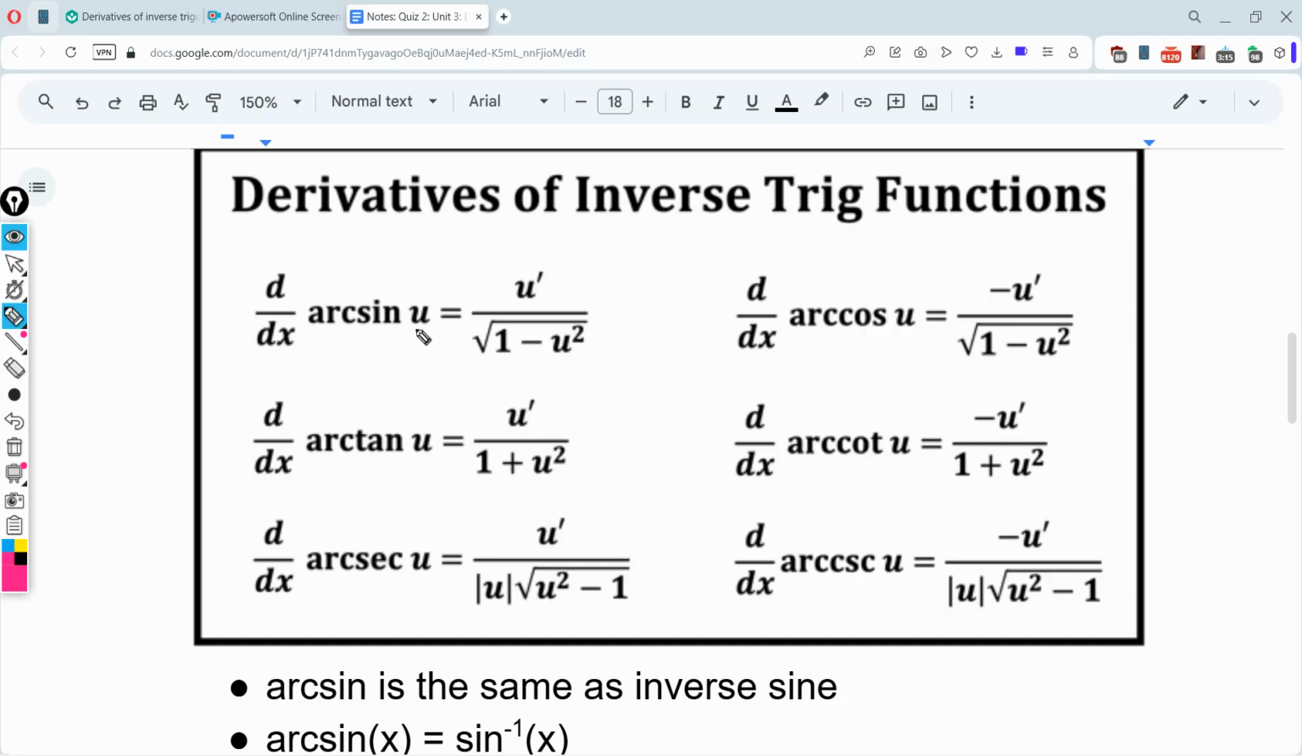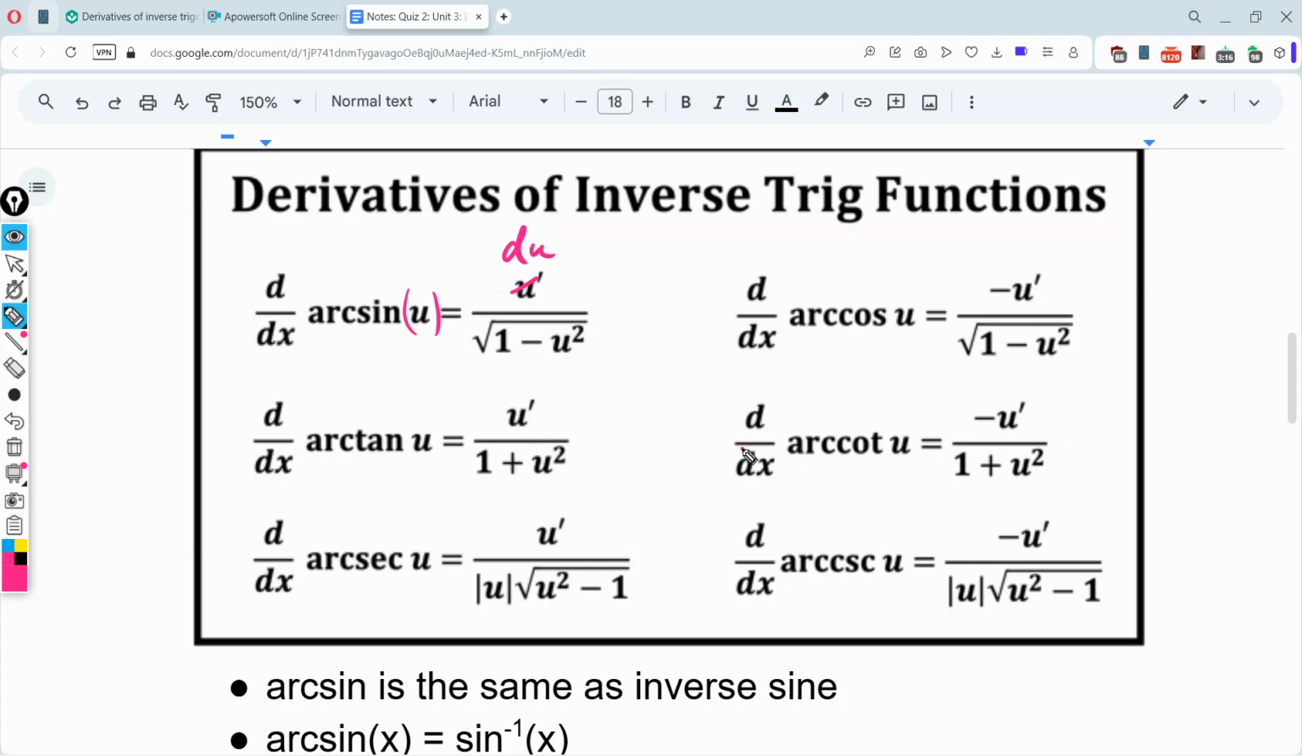Yes, the u will be like the angle or the argument. Okay, and they use u prime. I really don't like to use u prime. I would rather use du, as in the derivative of u. Okay, but same thing. Either way is good.